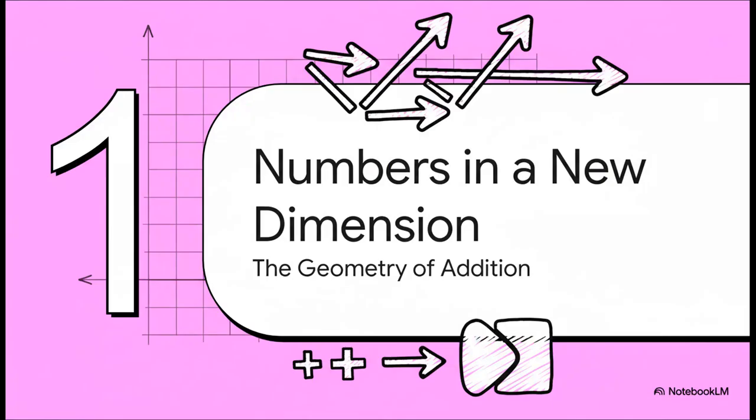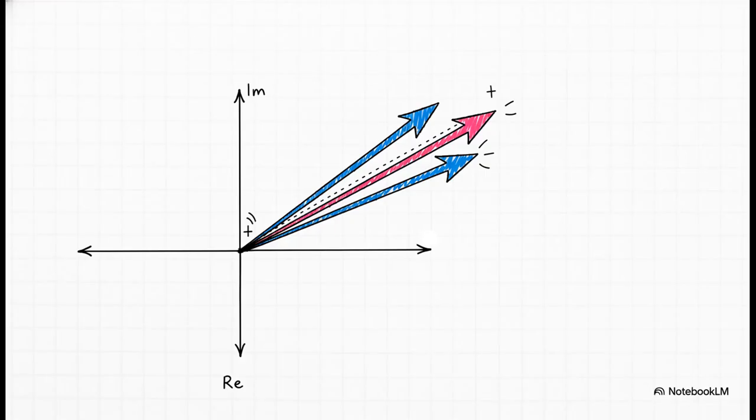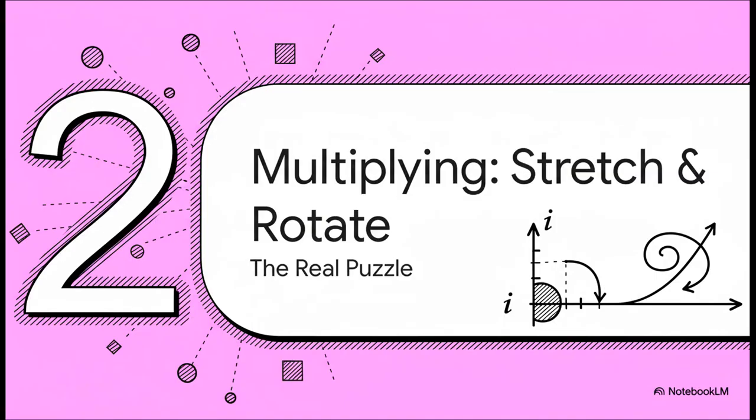So we have our numbers, we have our plane, now we have to figure out how to actually do stuff with them. What does it mean to add or multiply in this new 2D world? Let's start with the easy one, addition. Turns out, adding complex numbers is a piece of cake. It's exactly like adding vectors, if you've ever done that. You just add the real parts together, and then you add the imaginary parts together. Visually, it's like just shifting a point across the plane. Nice, simple, and predictable.